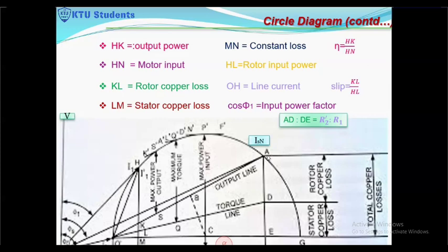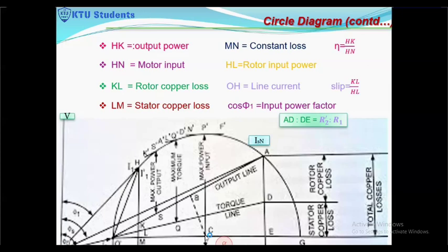Once you get the output line, from the output line you have to draw a perpendicular bisector. You have to extend this perpendicular bisector so that it meets the horizontal line that is drawn from the tip of the I0. So from the tip of the I0 you will get the point.